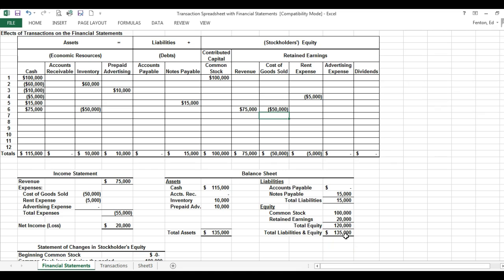So a lot happened in this one transaction, but entering it correctly in this basic accounting equation format helps the balance sheet stay in balance, and we now have an income statement showing net income of $20,000.